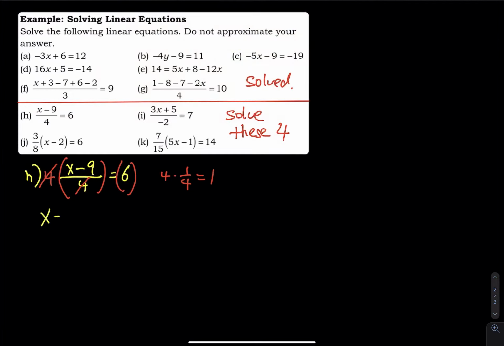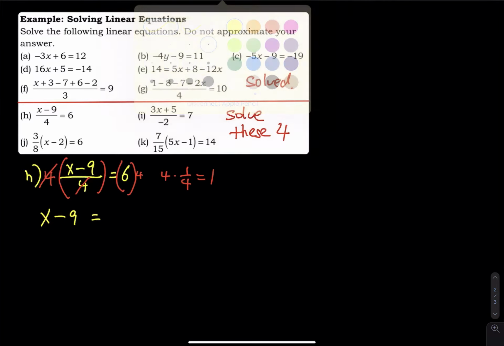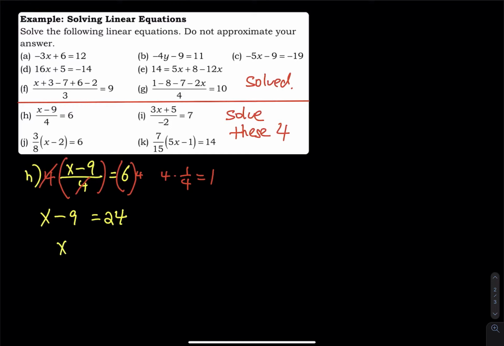So x minus 9 equals 6. So the red 4, let's make the color consistent. 6 times 4 is 24, and then 24 plus 9. You add 9 on both sides, so x equals 33.